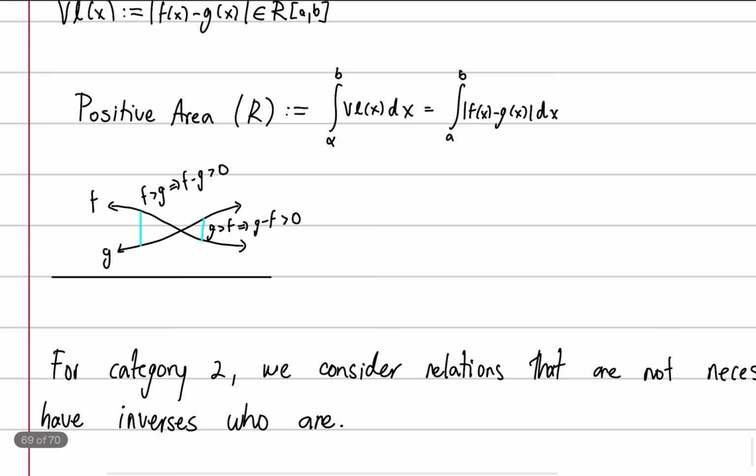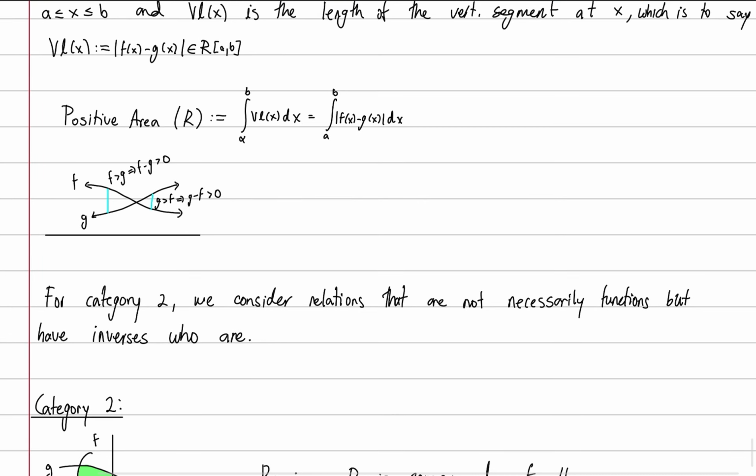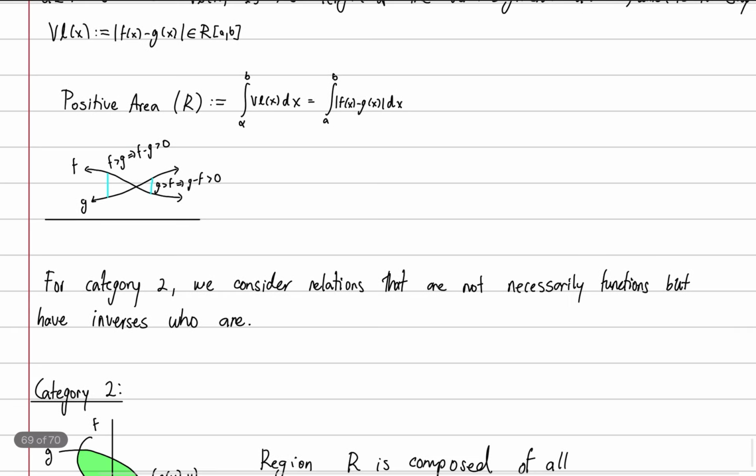We note when f is greater than g, when f is above g, f minus g is positive, and when g is above f, g minus f is positive, right? So we know now how to take the absolute value. Whenever they intersect, we need to switch the order inside the absolute value. And that's for category one, right? Category two is when we talk about relations that are not necessarily functions. I mean, we can still do this for functions that have inverses.